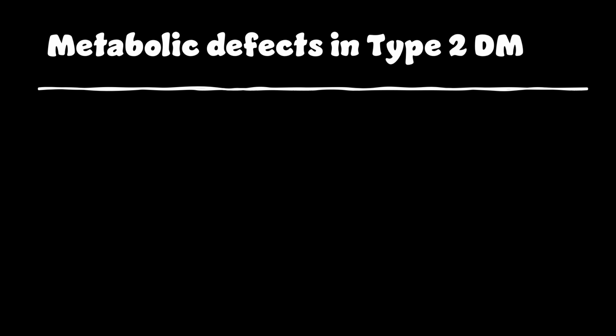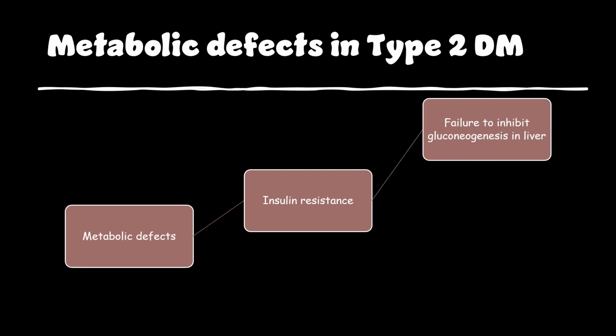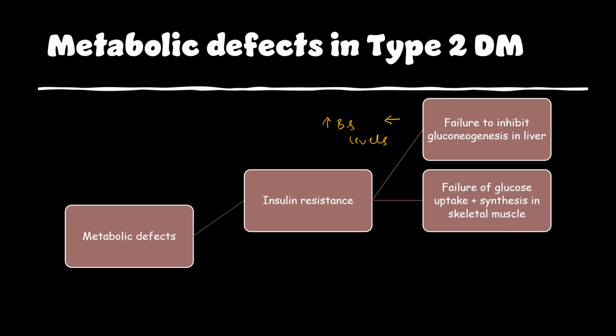What are the metabolic defects in type 2 diabetes mellitus? So, they are of two major types. One is insulin resistance. Insulin resistance can occur due to failure to inhibit the gluconeogenesis in the liver. So, that would lead to increased blood sugar levels. The second factor is failure of glucose uptake and synthesis in the skeletal muscle. Like we discussed in the glucose homeostasis, this always happens following a meal. So, what happens is there will be increased postprandial blood glucose level.